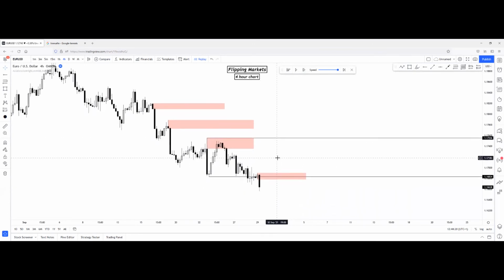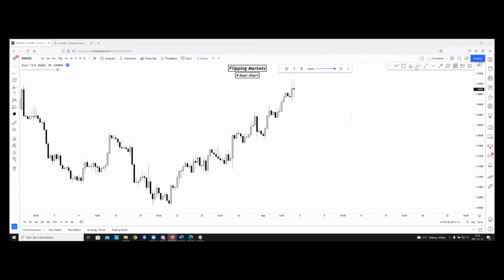You can mark out supply zones and demand zones based on these three criteria: inefficiency, break of structure or change of character, or opposite side zone break, and liquidity sweep or collect. Okay, let's see a demand zone example. As you can see, we are on the 4-hour chart again, and price is in a clear bullish trend because it's creating break of structures to the upside and forming a series of higher highs and higher lows. So this is a clear bullish trend.